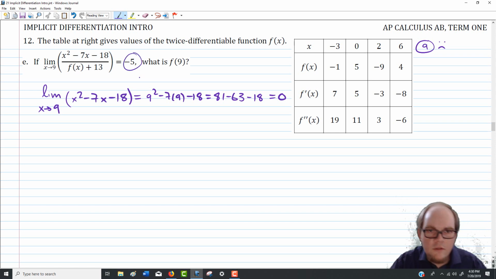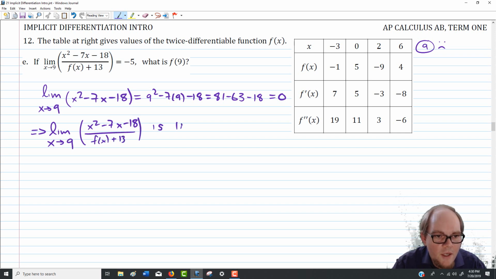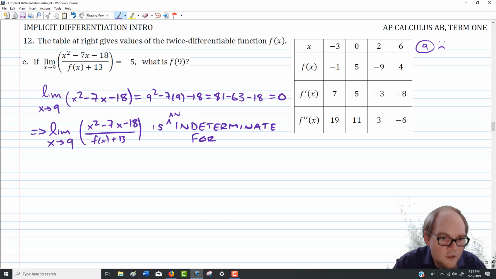So already, we know that the answer is supposed to be negative 5, but if we get 0 by direct substitution, that means there's only one path to getting an actual numeric value out of this. That implies that the limit as x goes to 9 of x squared minus 7x minus 18 over f of x plus 13 produces an indeterminate form. So when we do direct substitution, we need to get an indeterminate form. So that's what we're expecting.